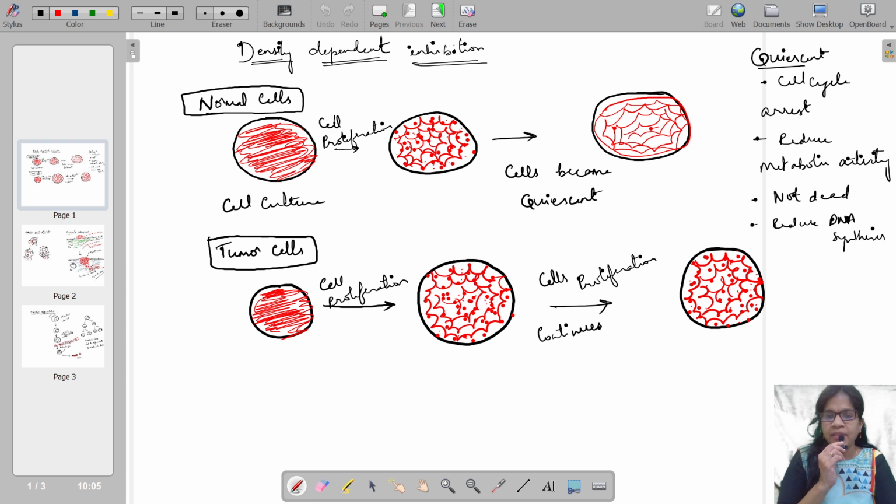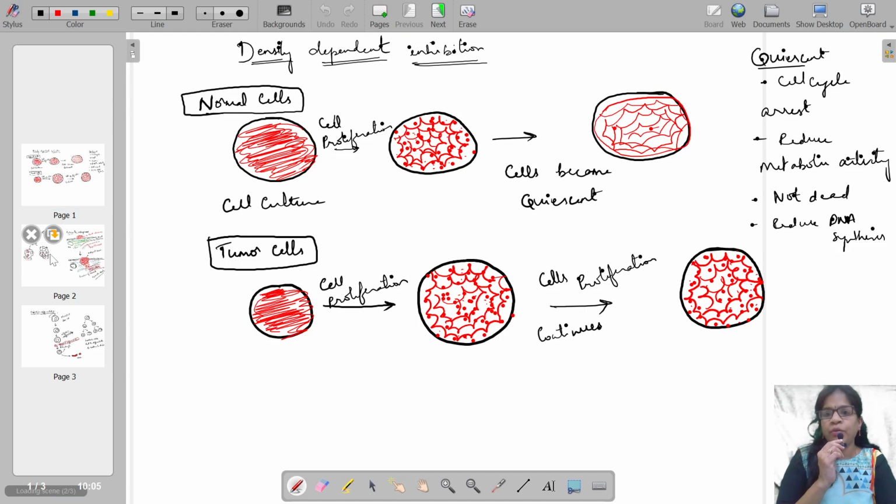This generally happens in the normal cell culture. When you take the tumor cell culture, when the cell proliferation starts, no matter how much growth factor is supplied into the serum, they keep on continuously growing, and thus the cell proliferation is continuous in the tumor cells. For your understanding, I am just giving you a diagram.